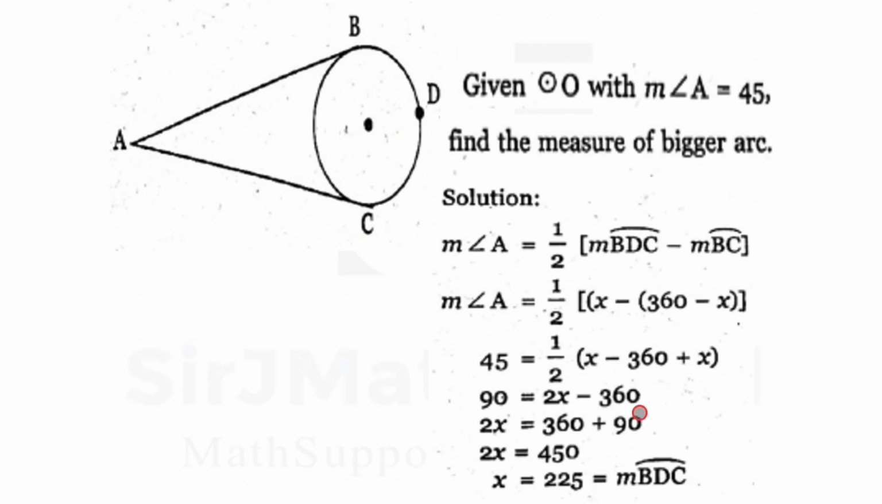So, bakit siya naging positive? Kasi inilipat natin siya dito sa kabila. That's why naging positive na siya. So, this will be 2x is equal to 360 plus 90 is 450. Then, divide both sides by 2. Magkakaroon tayo ng x is equal to 225 as the measure of the arc BDC, which is the bigger arc. So, yun yung pagkuha pag ang given ay dalawang tangent.